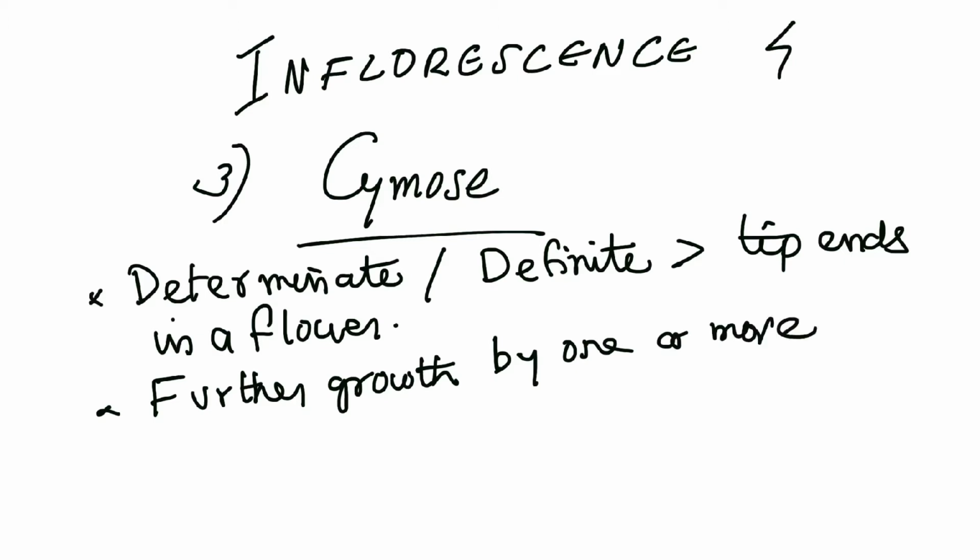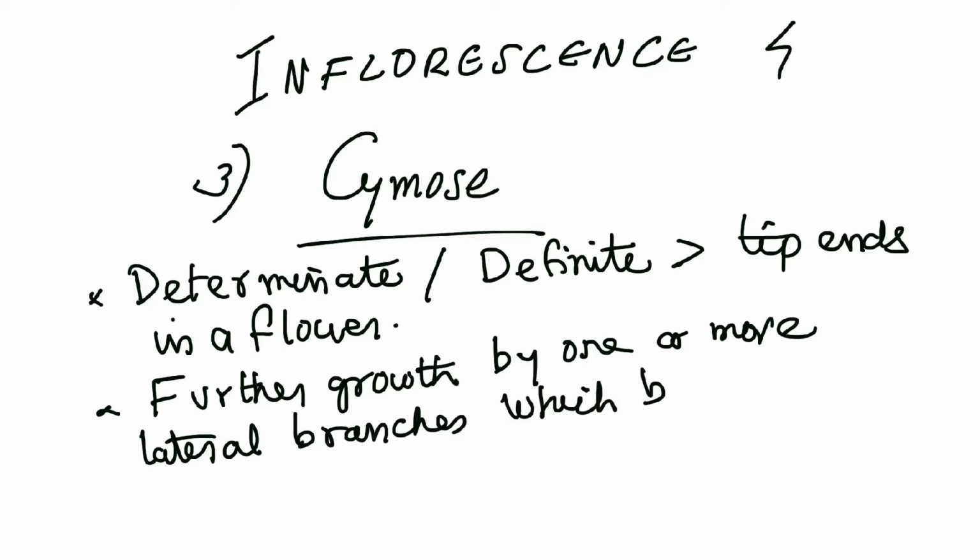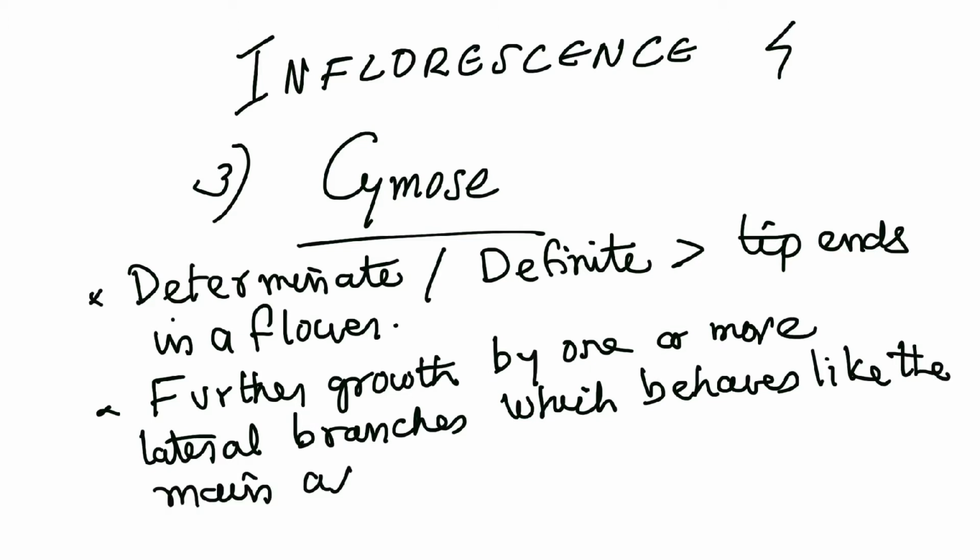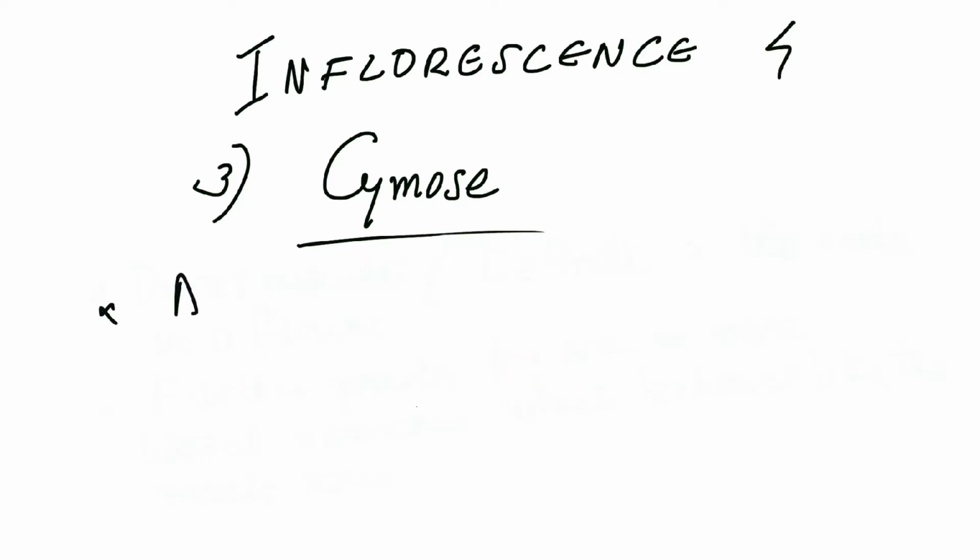Second point is that after that tip ends in a flower, the further growth usually happens by one or more lateral branches, which behave like the main axis. So note the point: once a particular tip ends in a flower, the growth at that point ends, and further growth is by means of one or more lateral branches.